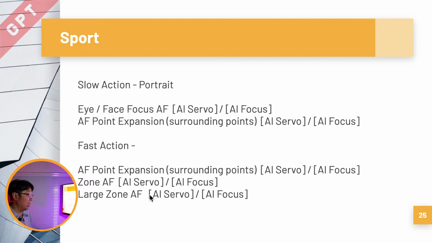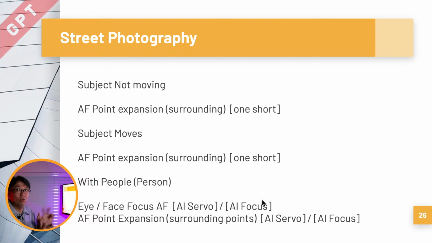Large zone AF. Remember, for all action we tend to use AI Servo or AI Focus, so the camera will keep tracking the subject or person or something, okay? Even maybe a car or something, this is something you might want, okay?